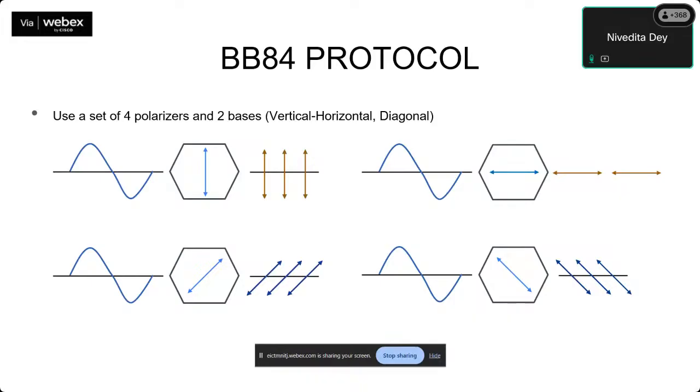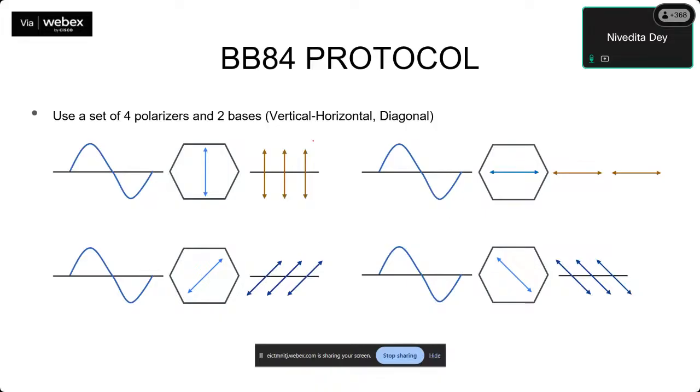So this is the famous BB84 protocol, where it uses a set of four polarizers and two bases, horizontal-vertical and diagonal. So you can see that these are a few examples of when it actually passes through and how it can be blocked, or how the filter and the photon both have to look like the same thing.